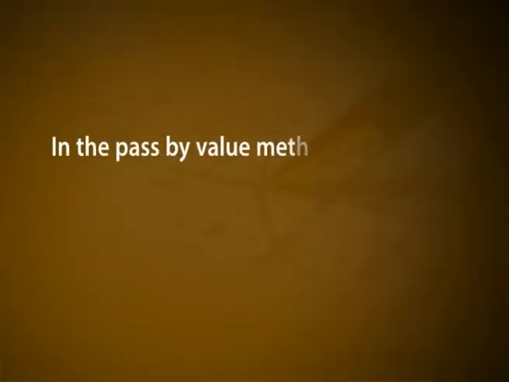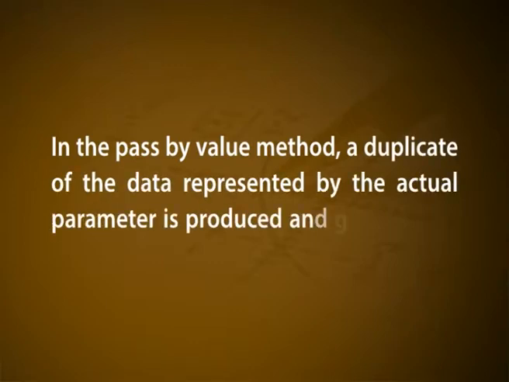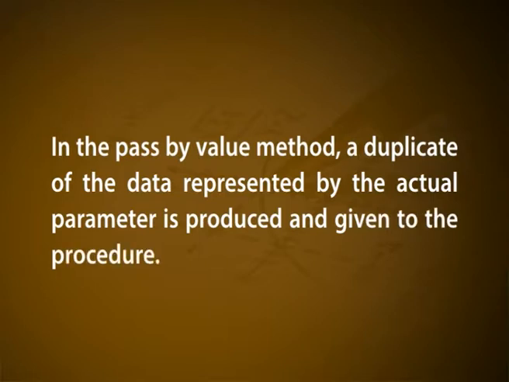The commonly used mechanisms for passing parameters are pass by value and pass by reference. In the pass by value method, a duplicate of the data represented by the actual parameter is produced and given to the procedure. Hence, any change to the data made by the procedure will not affect the data in the calling program. Hence, pass by value protects the data in the calling program from being mistakenly altered by a procedure. But this method is inefficient when large blocks of data are to be passed to a procedure.